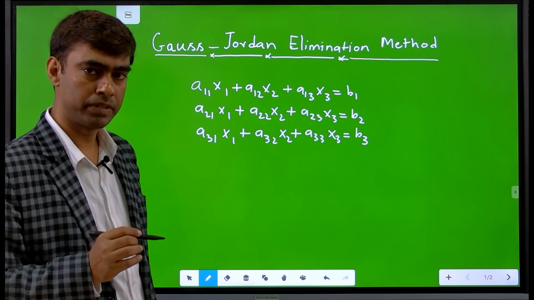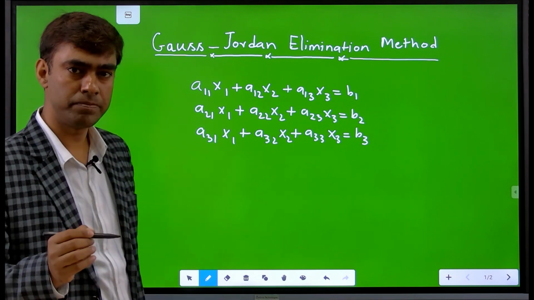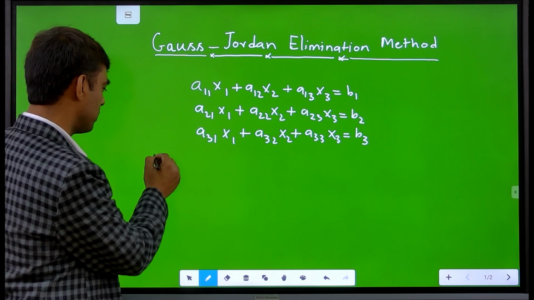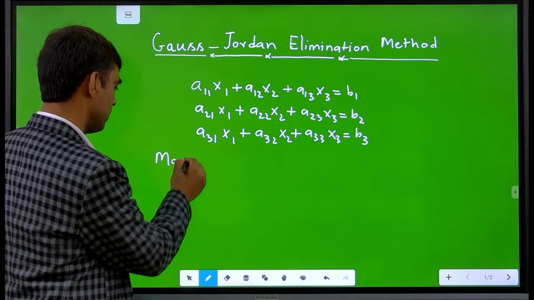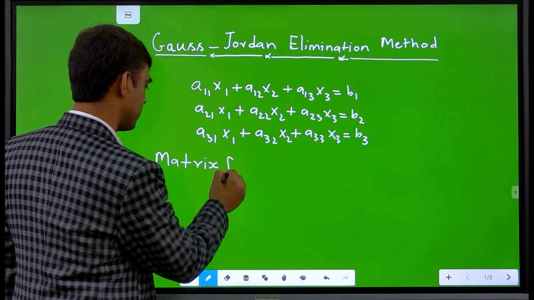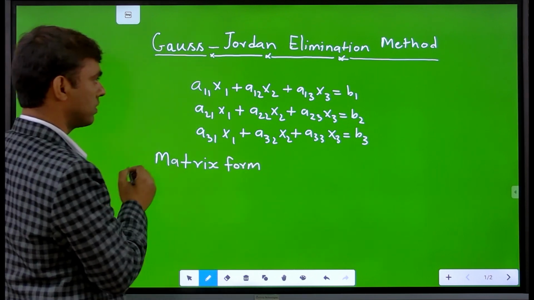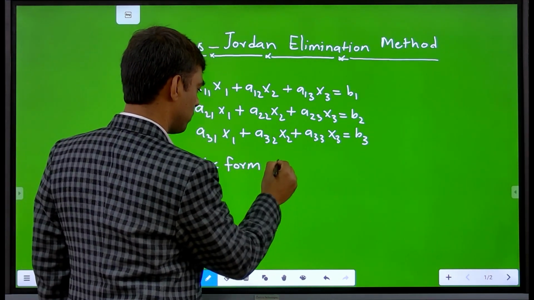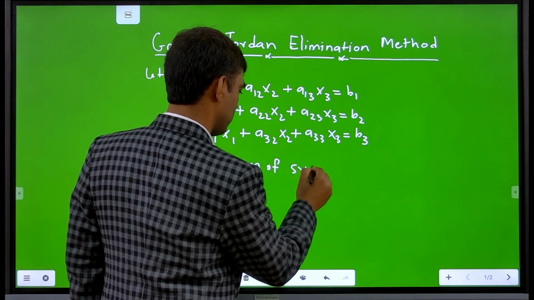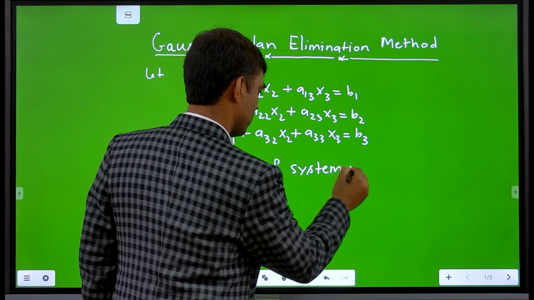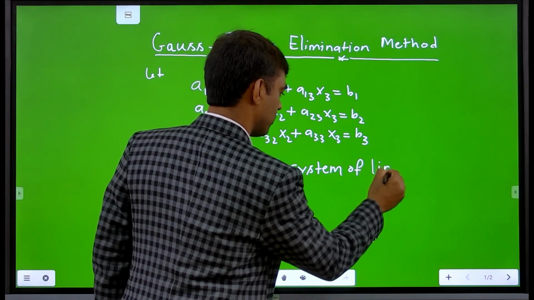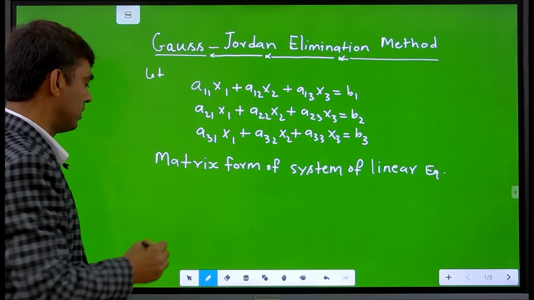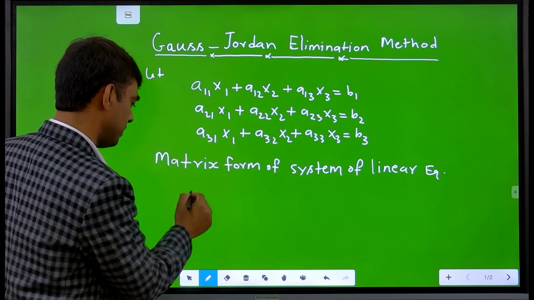So how do we convert? First of all, we write the matrix form of this system of linear equations. We just write the coefficients of x1, x2 and x3.